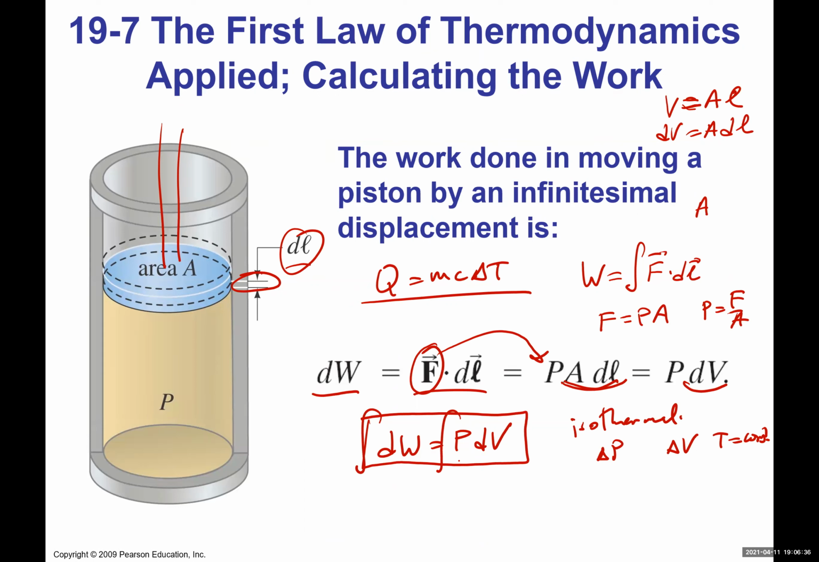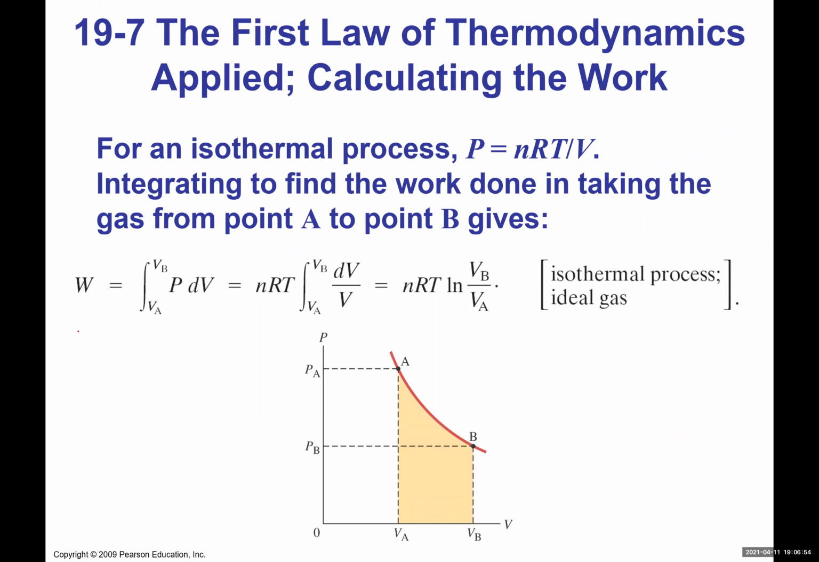So going from here, we just take the integral of both sides, and here we have W. So W is equal to the integral of P dV going from V1 to V2, or VA to VB, just state 1 to state 2. Okay. So this is our equation: work done is equal to the integral going from state A to state B of P dV.